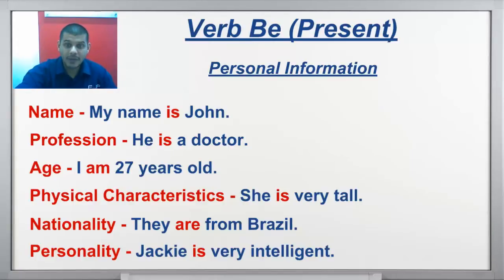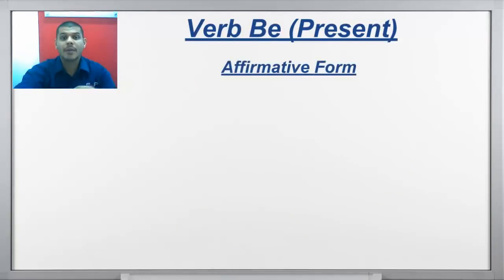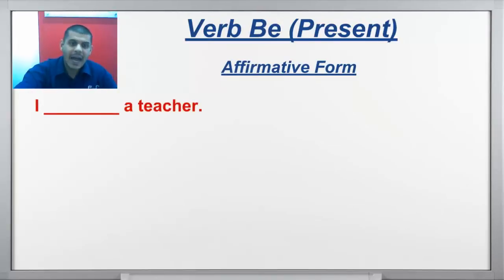So, if we continue up to the next slide, I'll continue talking about the verb in the present, but I will be more specific. I'll talk about the affirmative form, okay? So, let's take a look at some examples I have here for you. I ___ a teacher. Help me complete this. How can I complete it? I ___ a teacher. I have to conjugate the verb be according to the pronoun I, right? So I am a teacher, okay?